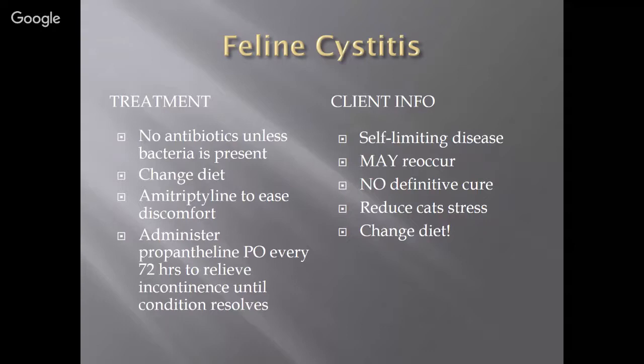It is typically a self-limiting disease, so it may reoccur, it usually does, unfortunately, especially if they get stressed or come in contact with something that they're allergic to. It'll come and it will go. There's no definitive cure. We want to reduce the cat's stress and change the diet. Often, if we can change the diet to something that, first of all, they're not allergic to, and secondly, causes them to drink more water, we can relieve some of the inflammatory properties that cause this cystitis. If we can get them to drink more water, flush their system out a little bit more, it actually can make them feel a lot better.